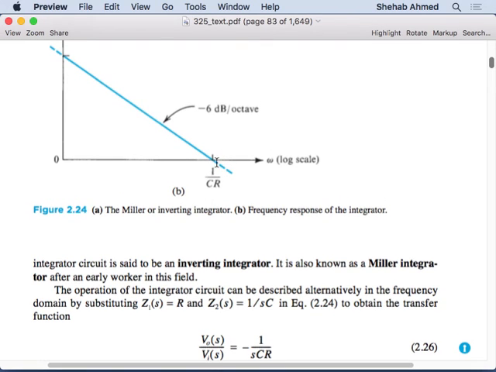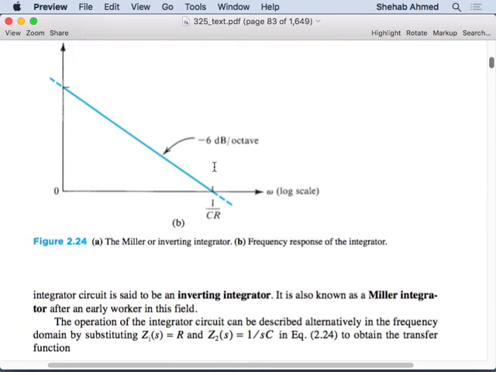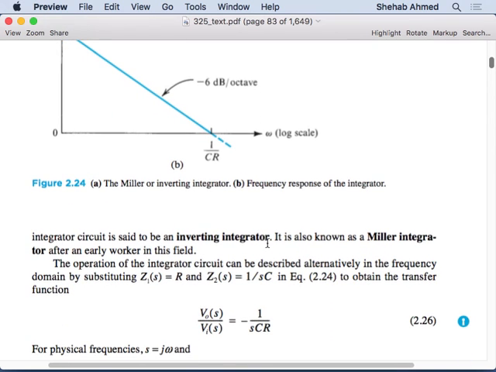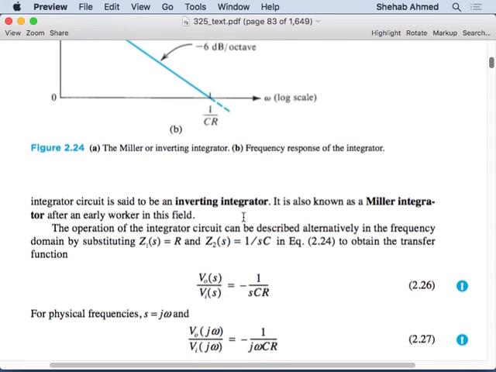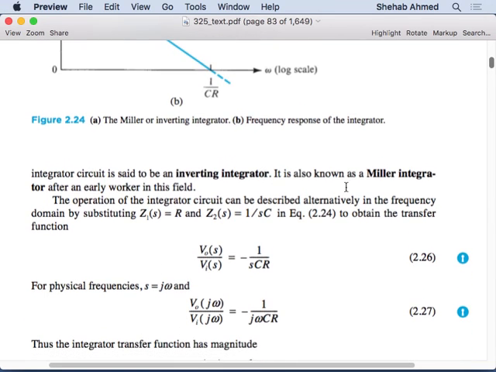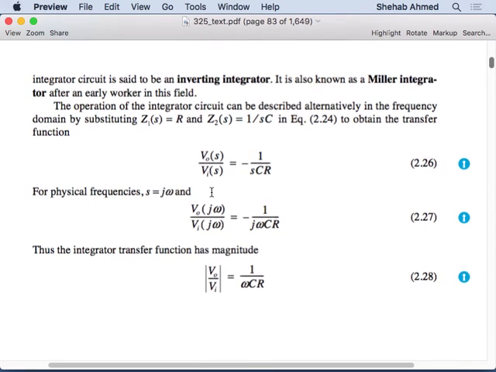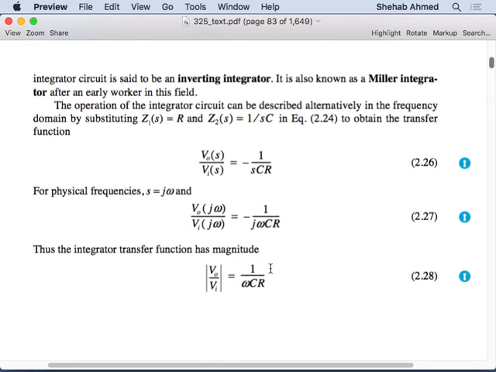So it will cross 0 dB at the frequency where S equals 1 over CR, and it will have a slope of 6 dB per octave. This is known as an inverting integrator, because it multiplies things by a negative sign, or a Miller integrator because of the person who worked on this initially. It has a magnitude of 1 over SC without the negative sign.